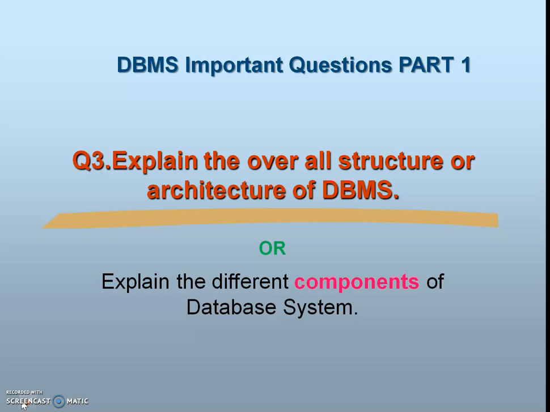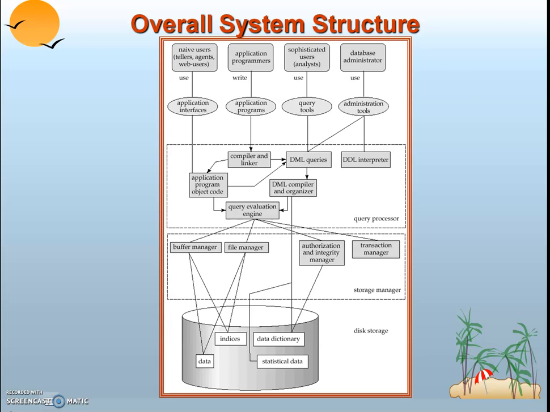Question number 3. Explain the overall structure or architecture of DBMS, or explain the different components of a database system. If the question is asked like this, first we need to draw the overall system architecture, that is the figure that you see on the screen, with all the essential components involved: the query processor, storage manager, disk storage system, and different types of users and their links with the remaining part of the database system.